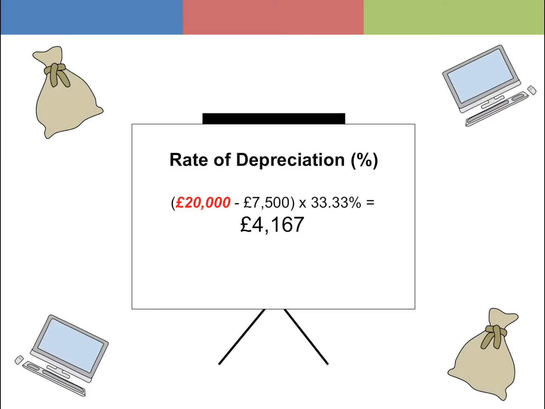Here's a reminder of the rate of depreciation as a percentage. You take your cost, minus your residual value, and times it by your depreciation rate, and this gives you £4,167. But because it is reducing balance, you need to make sure you use the net realisable value for every year after the first year. If you don't know how to do this, you can have a look at our previous video, which gives a more in-depth description.